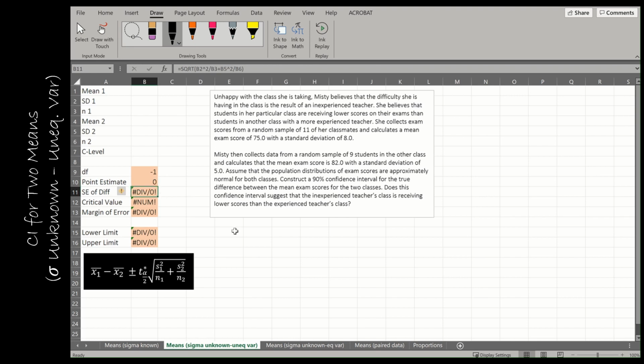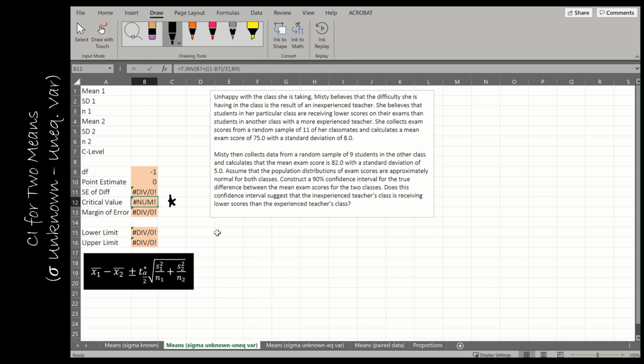The standard error of the difference is going to look the same as last time, except of course we're using standard deviation instead of sigma, but really it's the same thing. And the critical value is the other major difference here, because when you are dealing with a means question where sigma is unknown, then you have to use a t-inverse instead of a norm inverse.